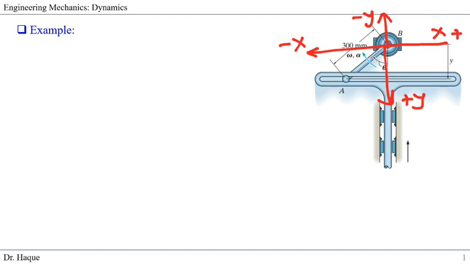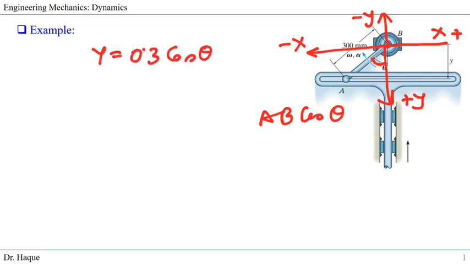So what will happen this time? Our AB cos theta, this angle, will now give us positive y. So we will have y equals 0.3 cos theta. Now watch, we don't have a negative sign here, it's positive now. But you see we had the acceleration of the slot here, and also the velocity of the slot was directed upward.